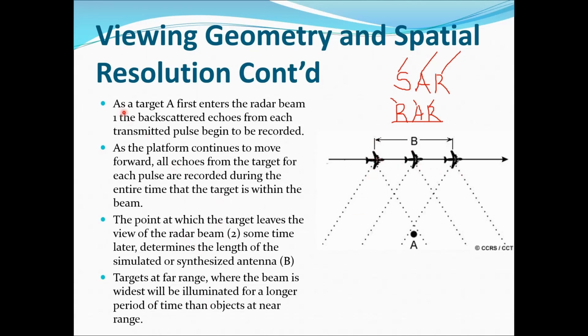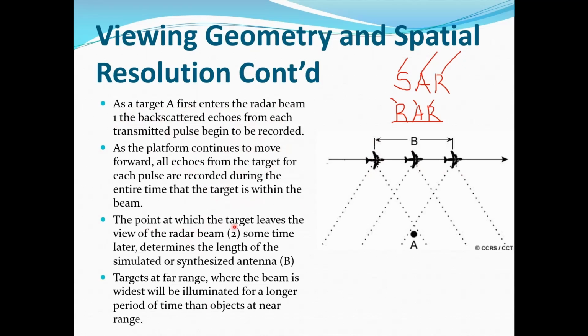So it's explained there that as the target A enters the radar beam, the backscattered echo from the transmitted beam will begin to be recorded. As the platform continues to move forward, all the echoes from the target for each pulse are recorded during the entire time that the target is within the beam.